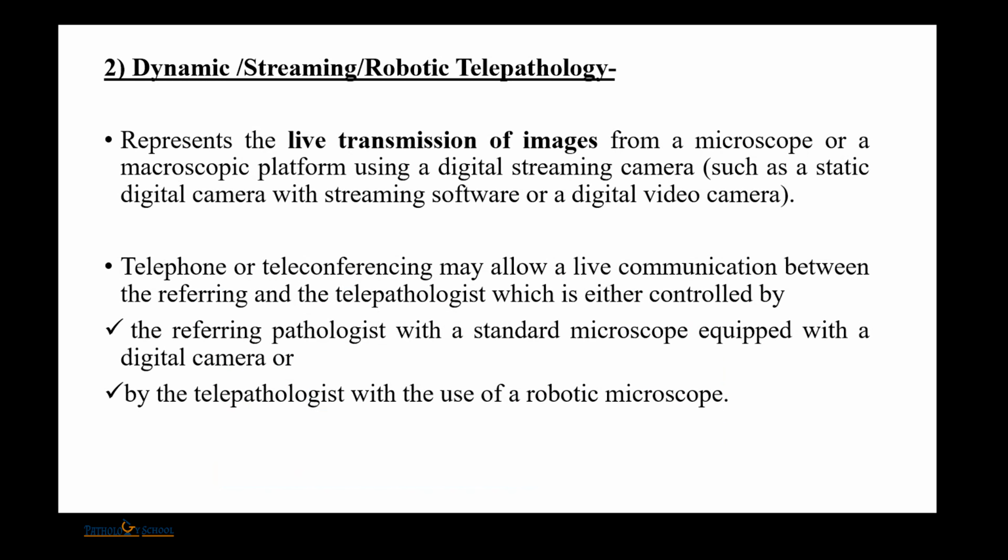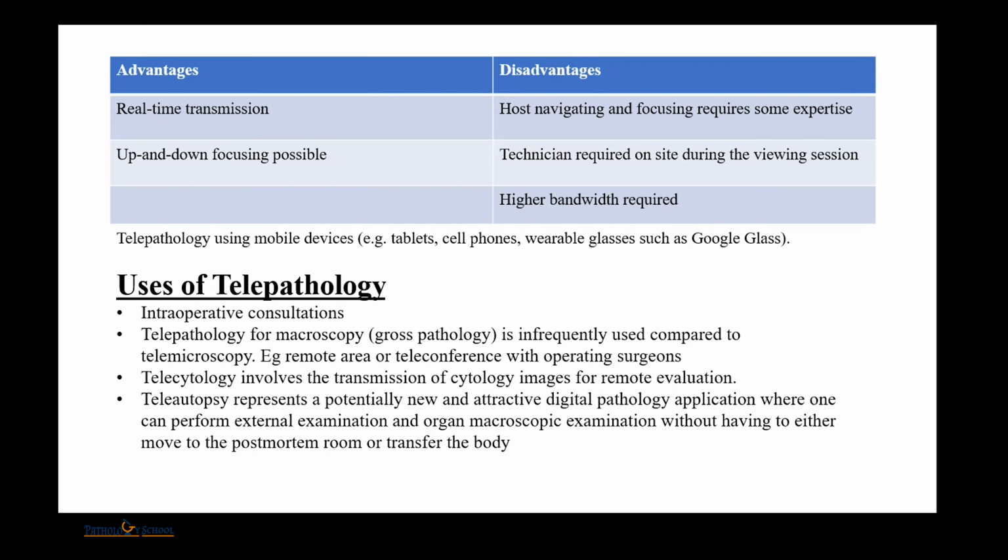Next is your dynamic telepathology. The problem that occurred with static is overcome by the dynamic version, in which the referring pathologist transmits live images from the microscope or macroscope platform to the telepathologist. It is done with a standard microscope with a digital camera attached at the referring pathologist's end, and a robotic microscope with the telepathologist. The advantage is real-time transmission, so the telepathologist can view the entire slide. He can ask for certain areas to be focused on, and up and down focusing is possible.